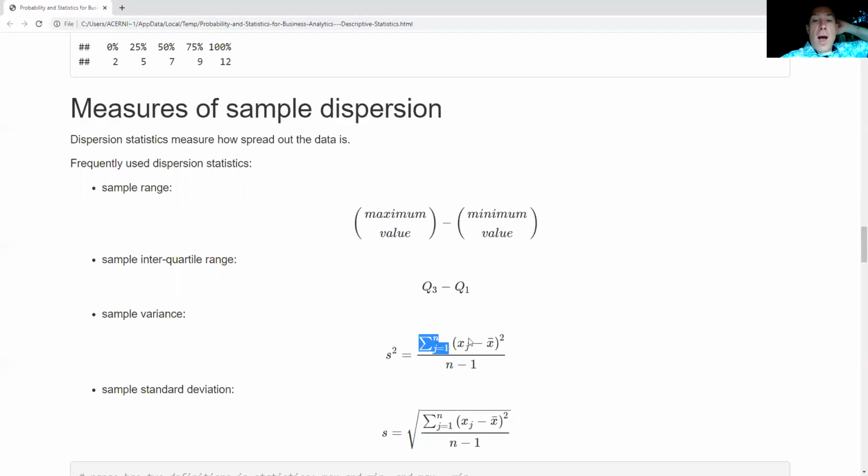Then I'm going to add all those up. So every single value, subtract the average, square it, add those all up, and then I divide, similar to an average. Now you'll notice it's n-1. We're not going to worry about why that is right now, but just know that this is a good one to go with. And so this is our sample variance.